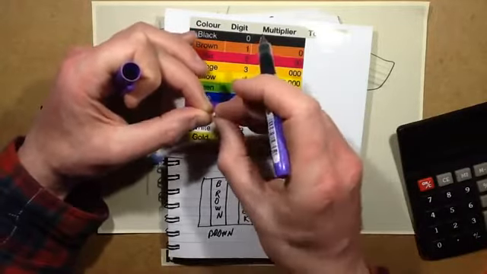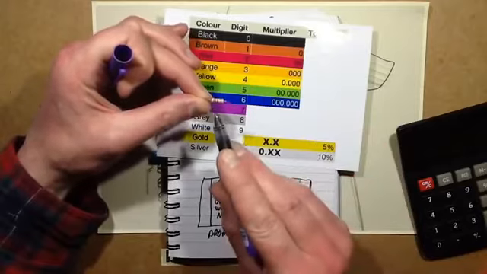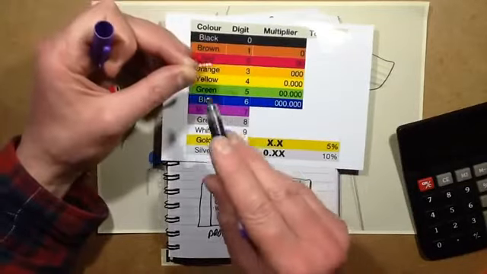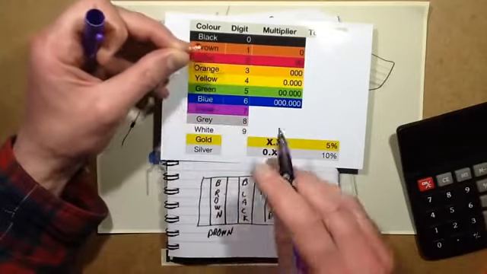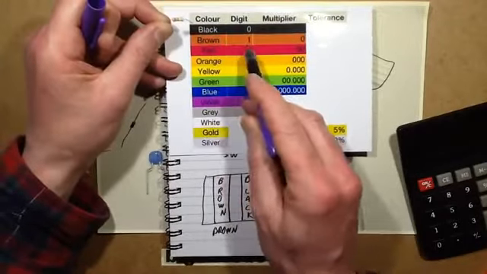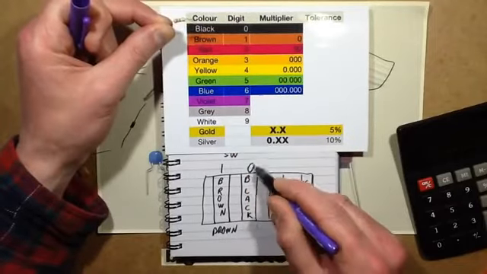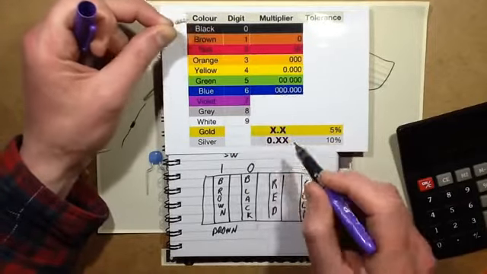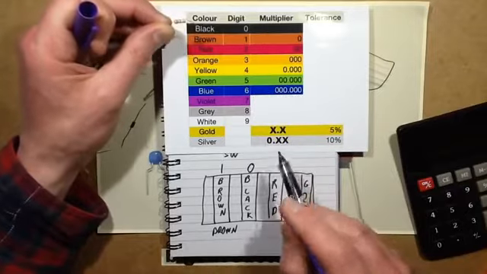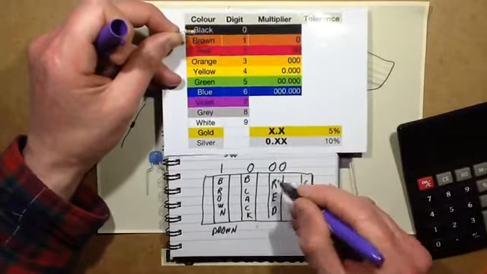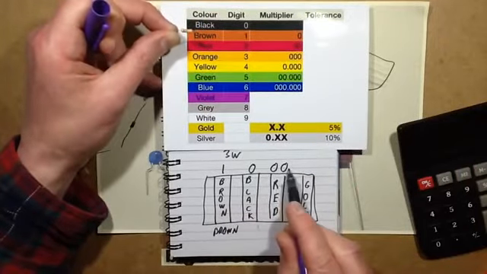The colour code itself is worked out like this. The first band is the first number. So in the case of brown, it means 1. The black means 0. And the red means 2. But the third band is actually a multiplier. So in the case of the red one, it means there are 2 zeros. 2 zeros equals 1000 ohms.